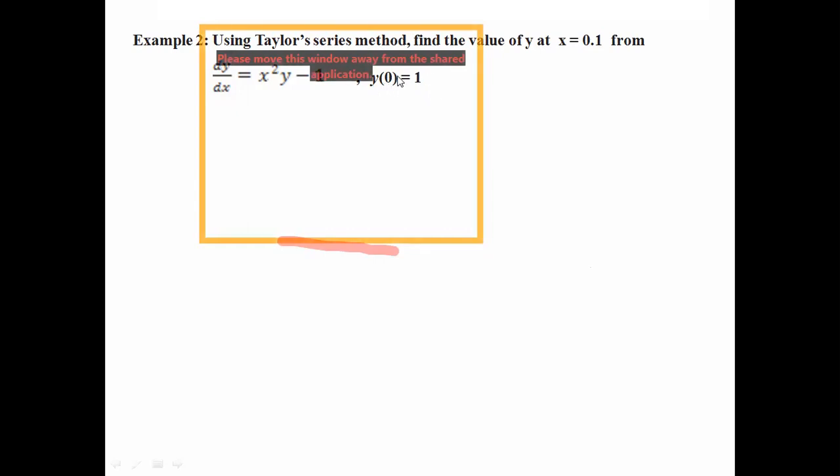y of 0 is 1 means when x is 0, the value of y is 1. This is the meaning of that. So 0.1 is very near to that. Here also you can take h is equal to 0.1 because it is a very small number.